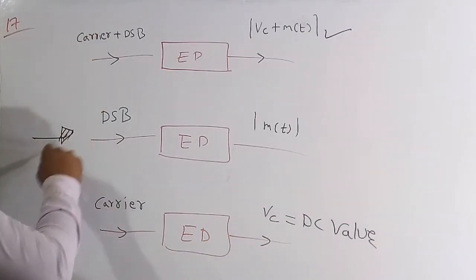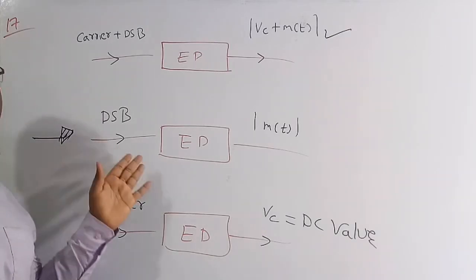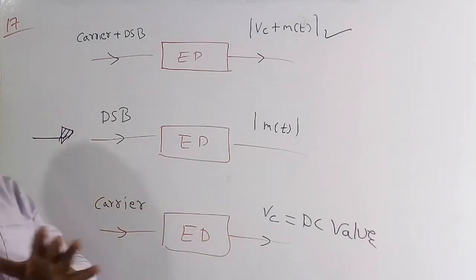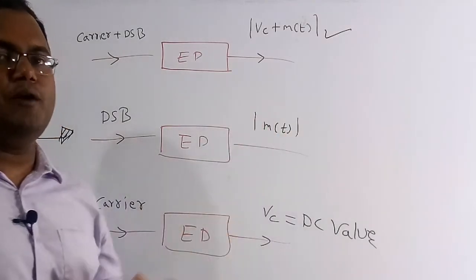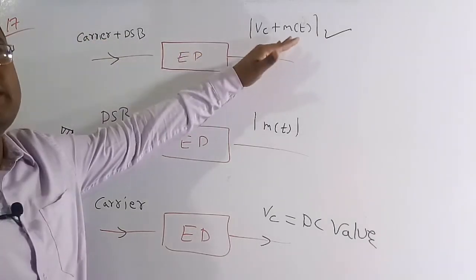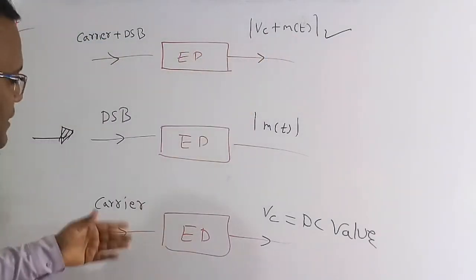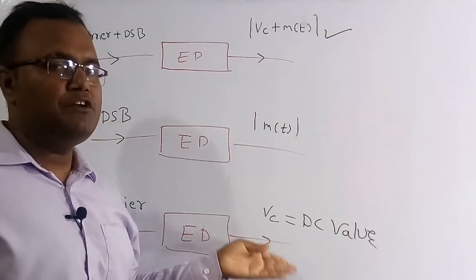In the question, if the input is only DSB, meaning only dual sidebands are present but not the carrier waveform, the carrier is suppressed. We can simply write it as a dual sideband with suppressed carrier, meaning the carrier is not at all present in the output equation. Therefore the envelope detector output is |m(t)|. But if it has a dual sideband with carrier, then this is the output equation of the envelope detector. And if the input is only the carrier signal, then this is the output equation of the envelope detector.